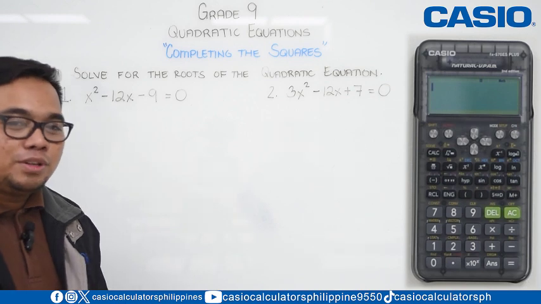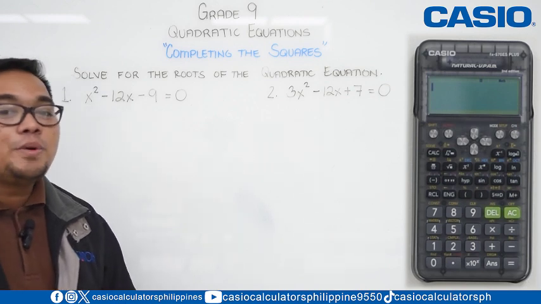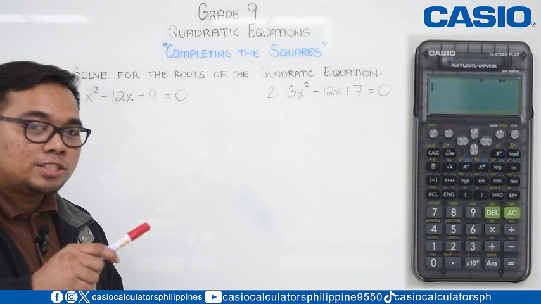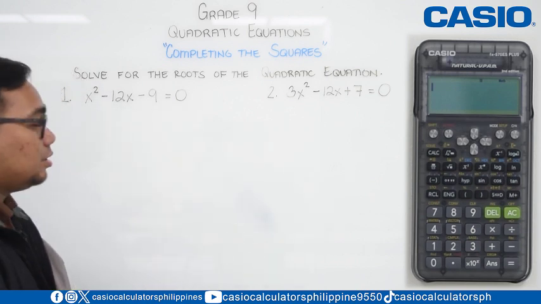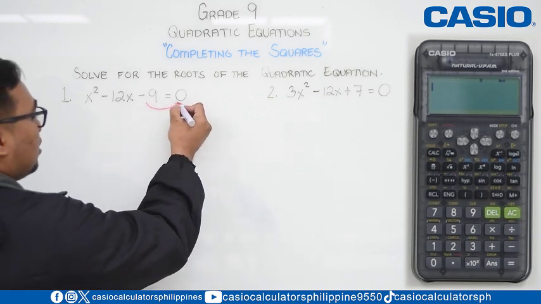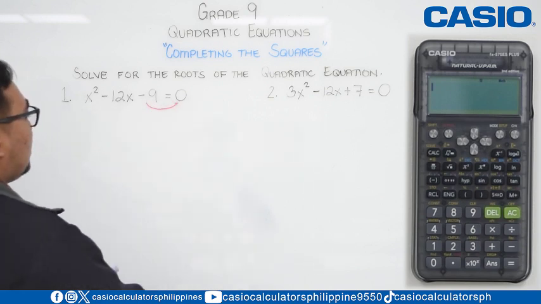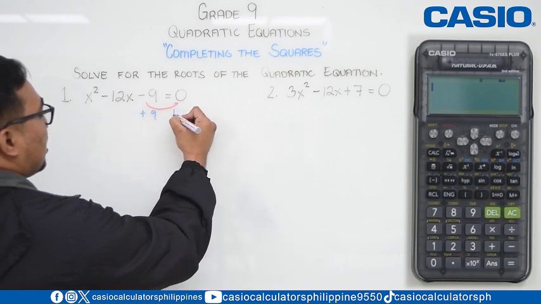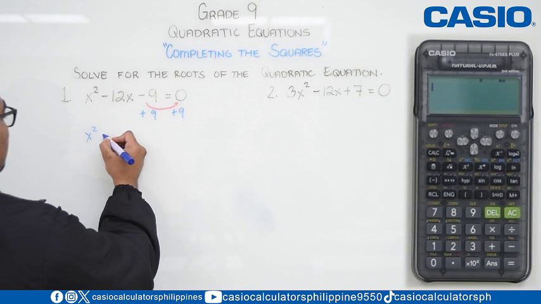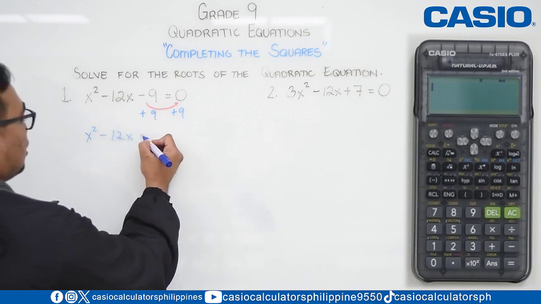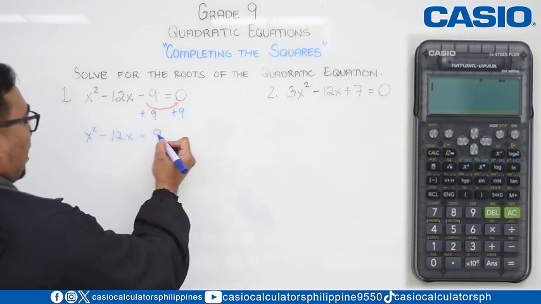So the first thing that we need to do in performing completing the square is to transpose all constants to the right side of the equation. So if this is negative 9 and we transpose that, we just simply add 9 to both sides of the equation. And then we have here x squared minus 12x is equal to positive 9.